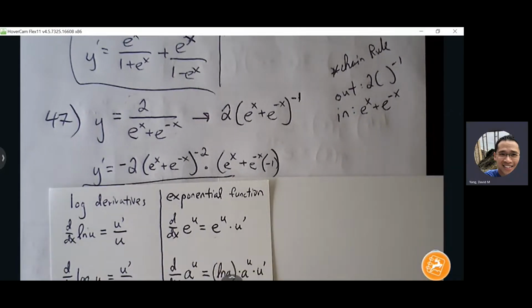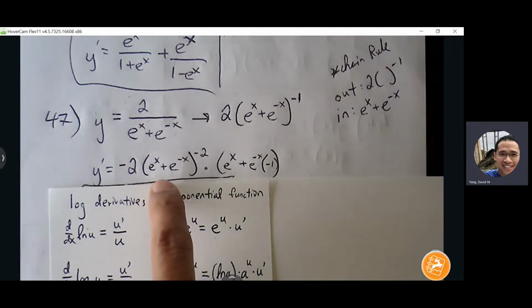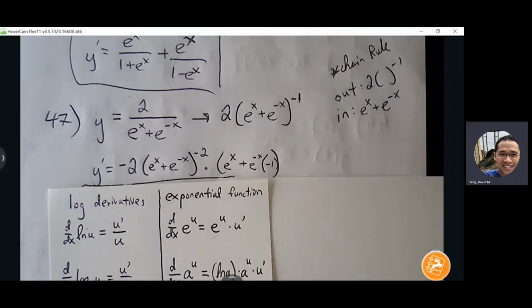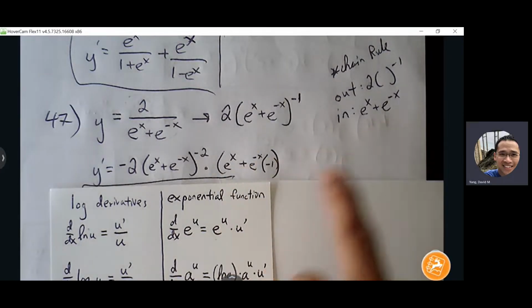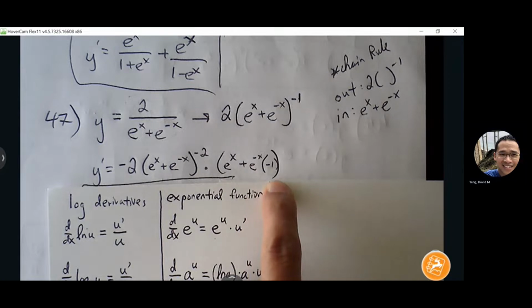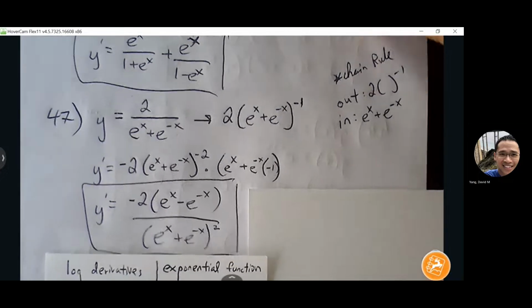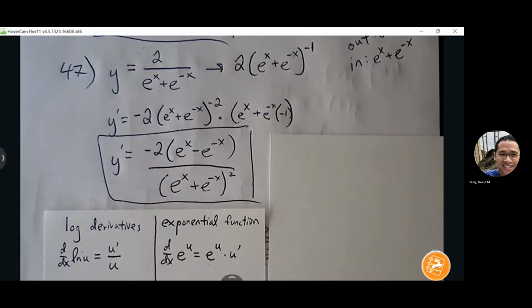So outside's derivative is -2 parentheses to the -2, right? Bring down the exponent, subtract 1 from the exponent. Keep the inside expression intact. And then we take turns, and we take the derivative of the inside portion. There are 2 terms, so we take the derivative of each. E to the x is just e to the x times 1. E to the negative x is e to the negative x times -1. Do what we can with cleanup. Any questions so far?